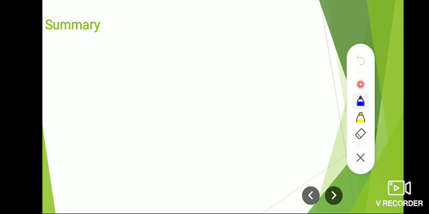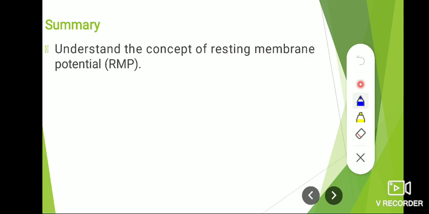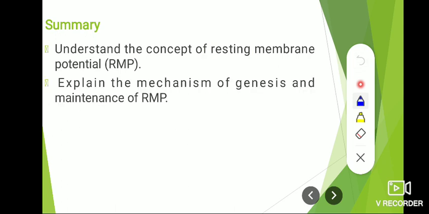Now to summarize, we have learned today what is meant by resting membrane potential. It is the membrane potential across the cell membrane at rest without any stimulation. We have explained the mechanism of genesis. There are four reasons. One is the selective permeability of the cell membrane. Second is the Gibbs-Donnan equilibrium. Third is the Nernst potential, and ultimately, by the combination of all ions present across the cell membrane, by the Goldman equation we can find the resting membrane potential.